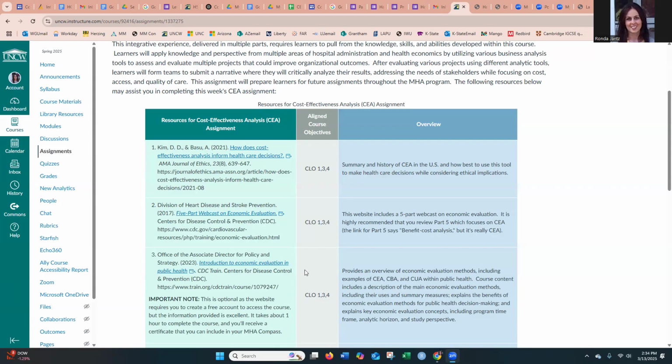What's nice about these techniques is they kind of tell you what they do in their name. So cost effectiveness is going to look at the cost of a number of interventions for a particular area, as well as their effectiveness, and then determine which project to select from there.